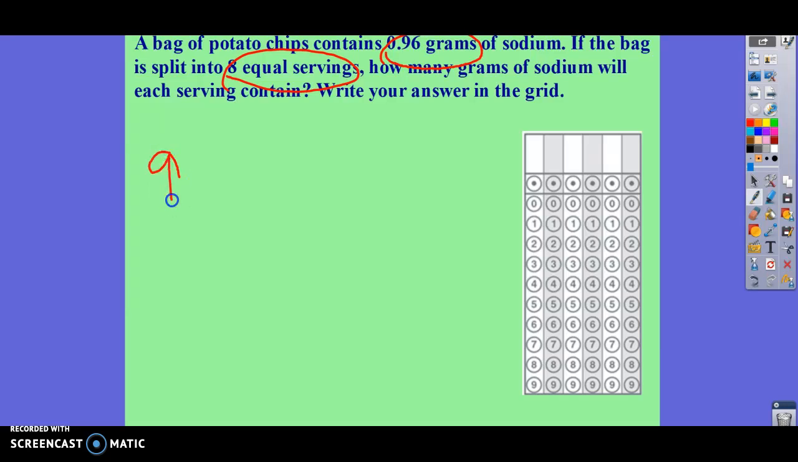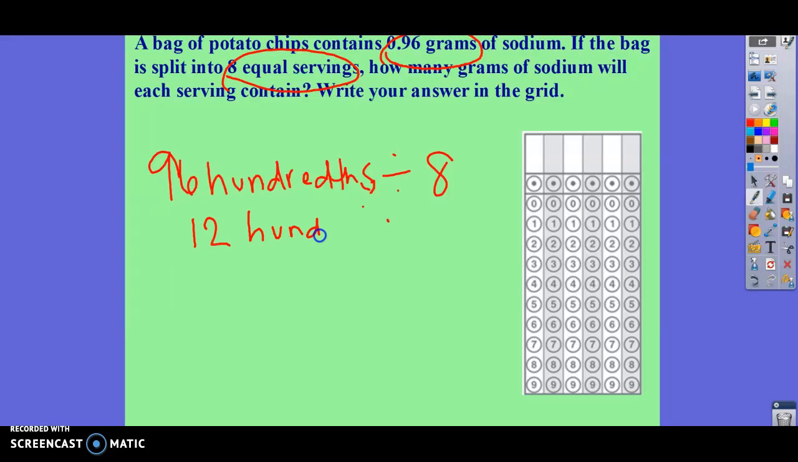We're going to take 96 hundredths and we're going to divide it 8 equal ways, 8 equal servings. Well, if we do so, we're going to do 96 divided by 8. 96 divided by 8 is going to give us 12 hundredths in written form. Or, in standard form, you would get 12 hundredths grams of sodium per serving.